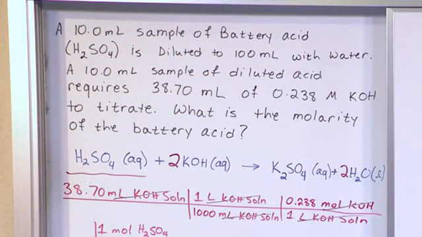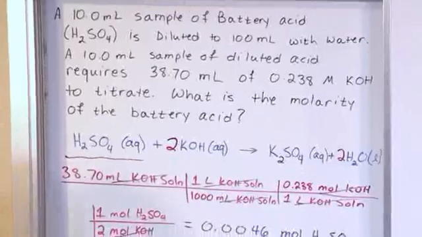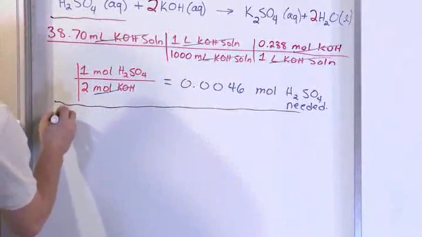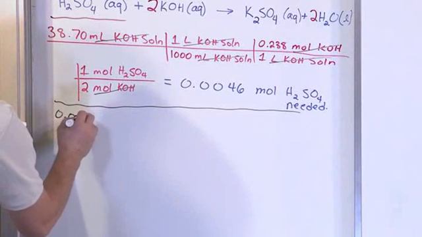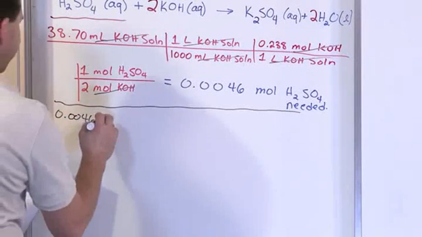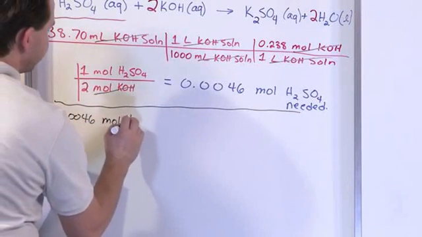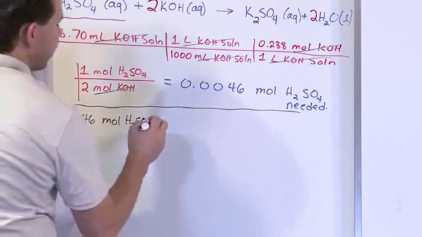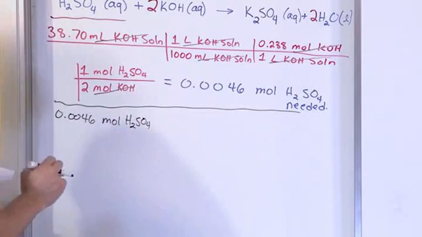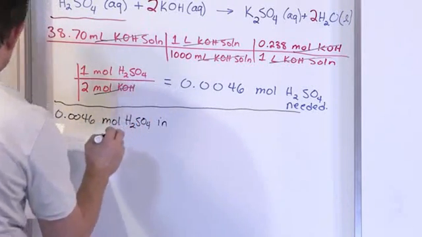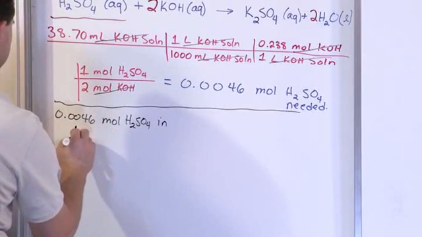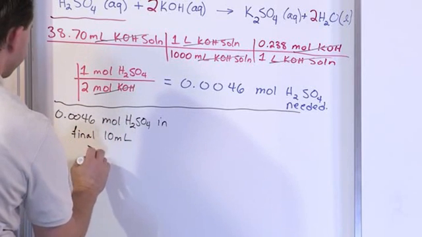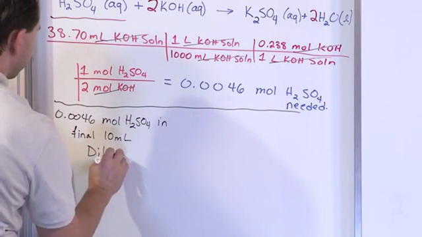So what I've written down here is a couple of little statements, and hopefully I can lead you to the solution. What we've calculated here is that 0.0046 moles of H2SO4, okay, this is how many moles of H2SO4 is in the final 10 milliliter diluted sample.